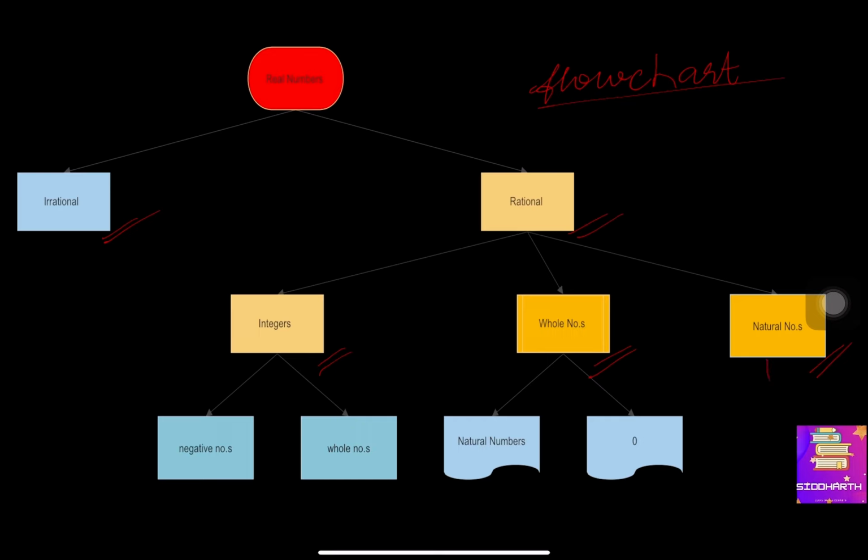Natural numbers are nothing but counting numbers, right? They are counting numbers, 1, 2, 3 till infinity. Integers consist of negative numbers and whole numbers, like -1, 0, 4. These are all integers. Whole numbers consist of natural numbers, that's 1, 2, 3 and so on, and 0. So all of you will be knowing this. It's a quick flow chart.